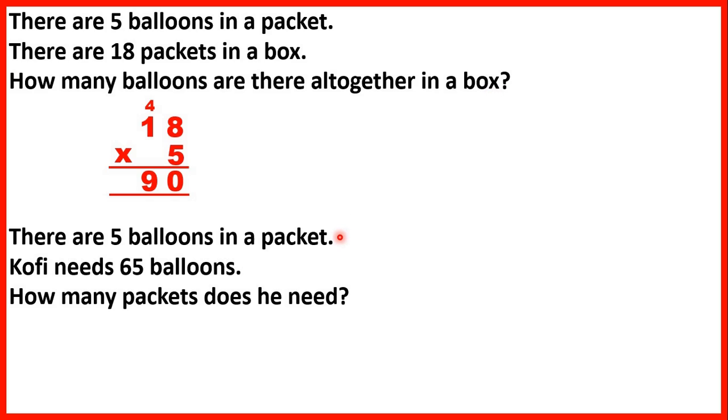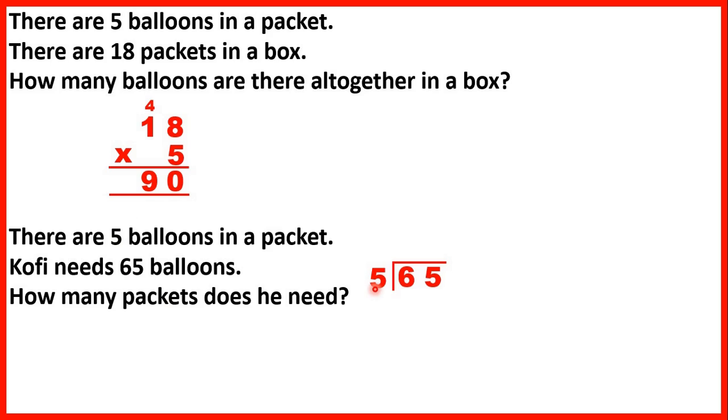Now there are 5 balloons in a packet. Kofi needs 65 balloons. How many packets does he need? So here we need to divide 65 by 5. That's because we know the total number of things, and we know how many there are in each thing. So to find the number of packets, we need to divide 65 by 5.